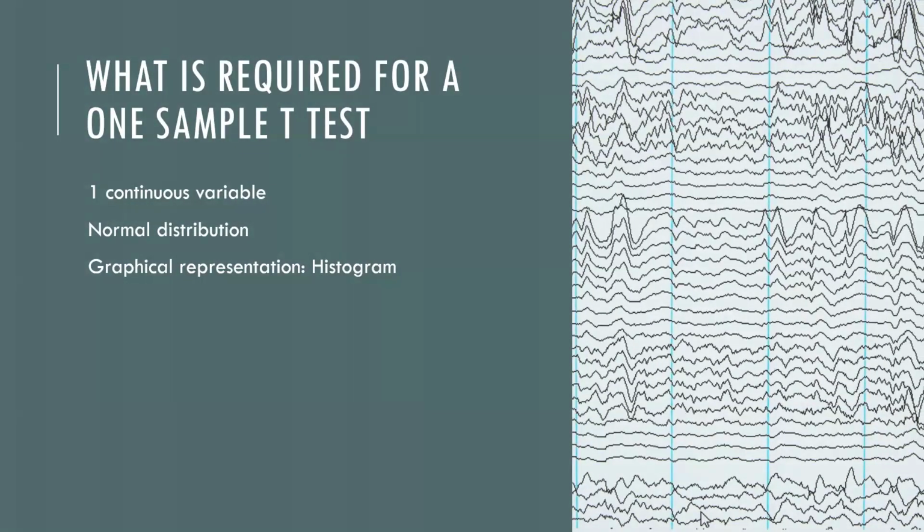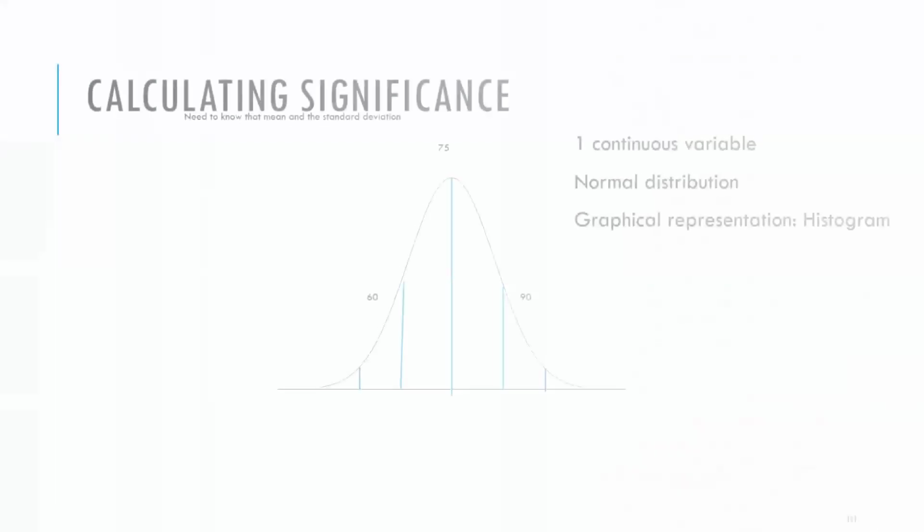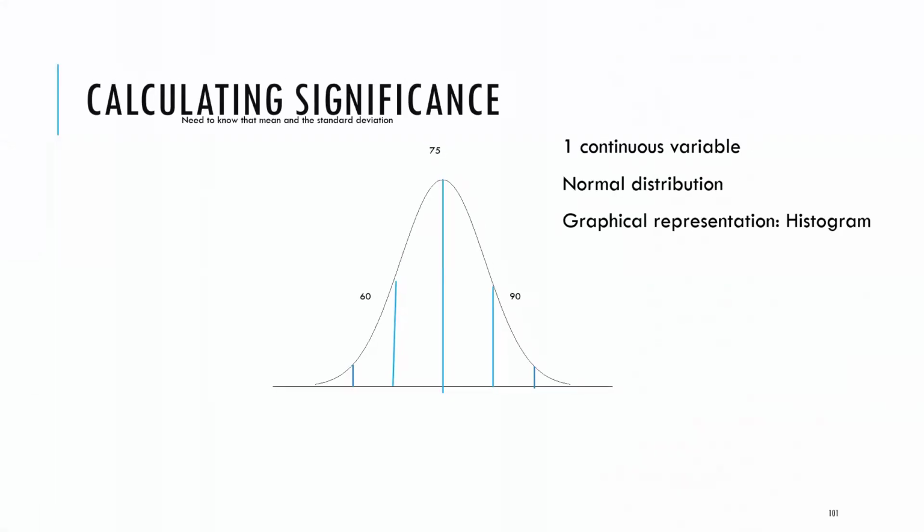So what do you need to run a t-test? In a one sample t-test, you need one continuous variable. You need to have a normal distribution, and to test the assumption, you can use a histogram. So here's an example. This goes back to my commute time, but I have a mean, I have a standard deviation, and I have my 95% confidence intervals. So I have one variable, I have a normal distribution, and I'm looking at a histogram.